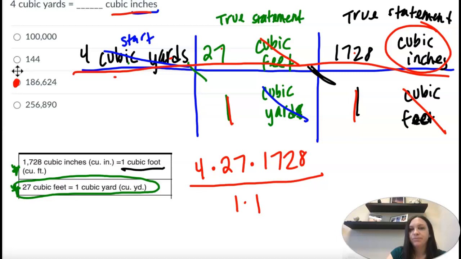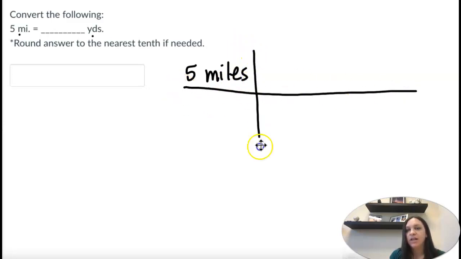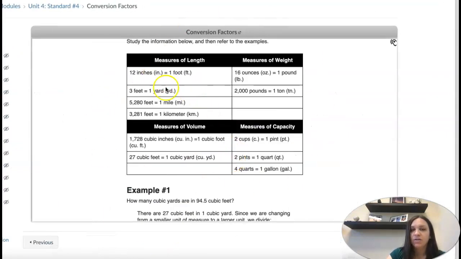So let's do another one. So now we want miles to yards. Okay, so I'm going to start with what we have, 5 miles. And now I need to go find that true statement. And I need miles right here. So what do I know about miles that can get me to yards? And here's what I have. Well, I have miles to feet and then feet to yards. Okay, so we're going to use those measurements or numbers.